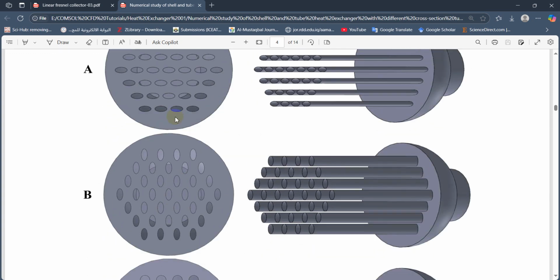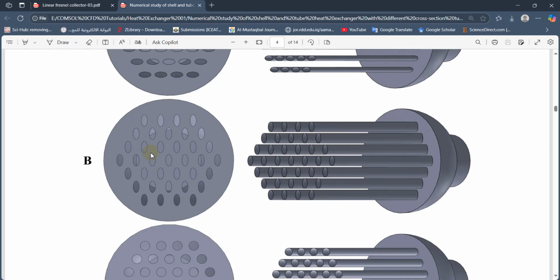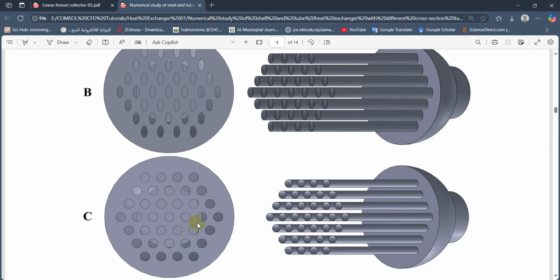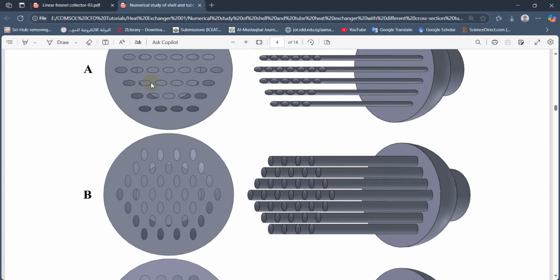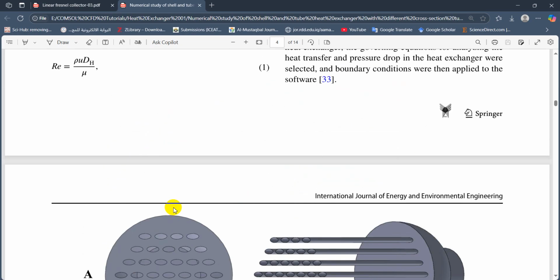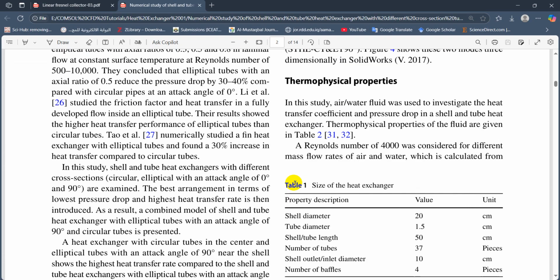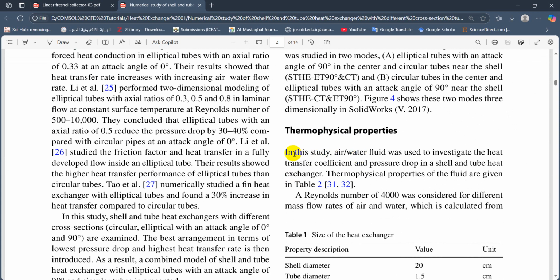You can see here from this 2D photo, this is the elliptical inner body with 0 degree, but this is with 90 degree, and this is circular. They want to study the influence of these shapes on the heat transfer enhancement in terms of Nusselt number, as we will see.